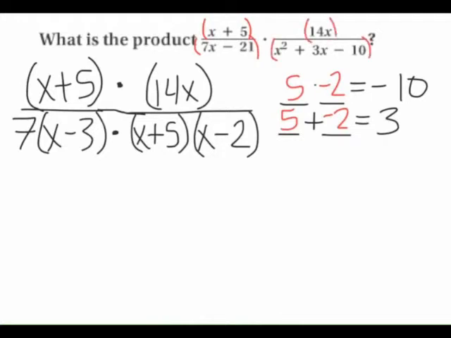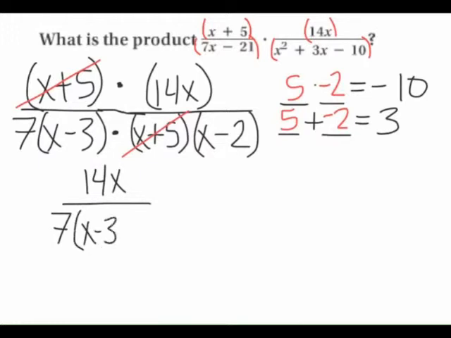That's all it means. Now, once we see that, this means that anything over here can be canceled out with anything down here. So it should be clear to you that we can cancel out an x plus 5 over here and an x plus 5 over here. And that leaves us with 14x divided by 7 times x minus 3 times x minus 2.